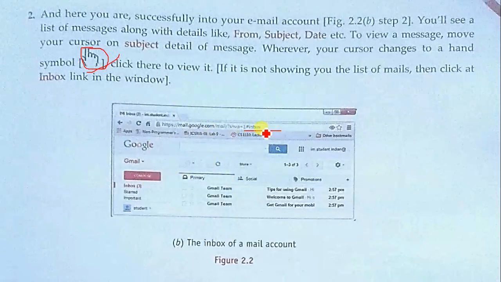Inbox, you can see here the inbox. 3 mails received: 1, 2, 3. You can see the 3 mails here. This is the settings button. Here you will see your photograph if attached, and this is Google's logo.